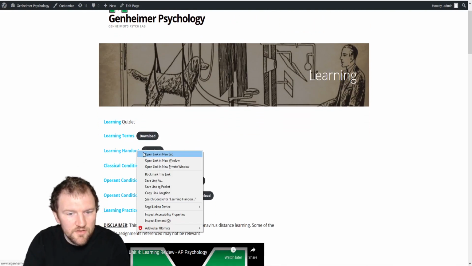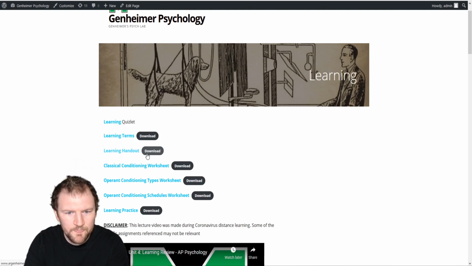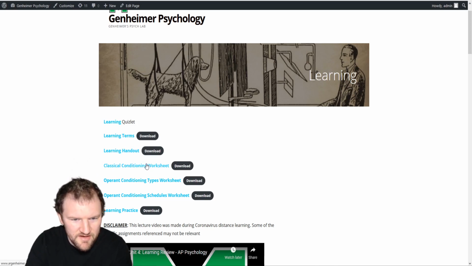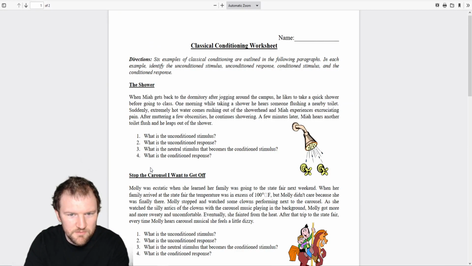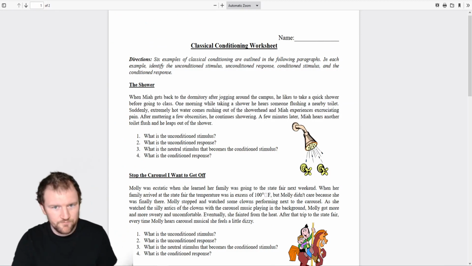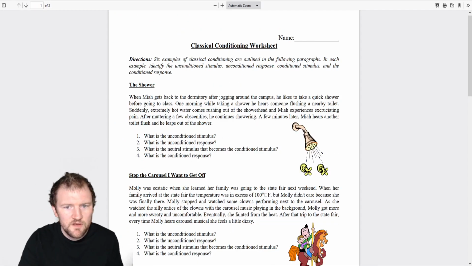So first of all, the learning handout is useful to have for the whole unit and for today. And then we're going to be doing this worksheet, which will be attached. Both of these will be attached to the classroom post. And then I also have the Quizlet. But this worksheet right here will also be attached. But let's talk about Pavlov first.